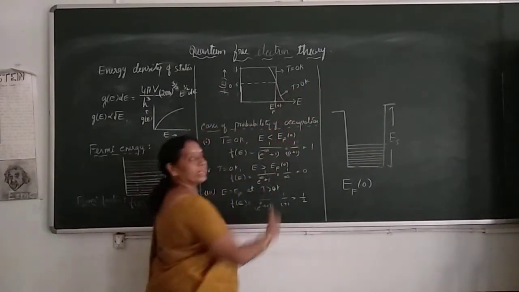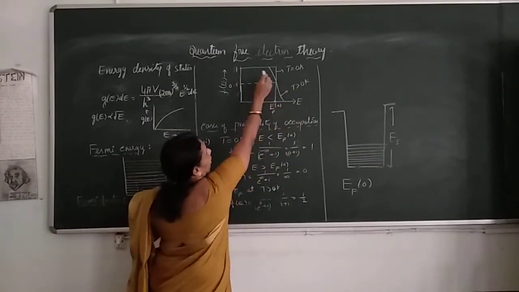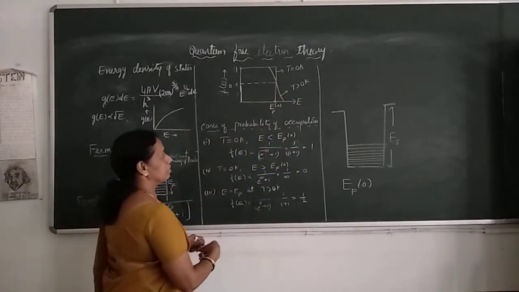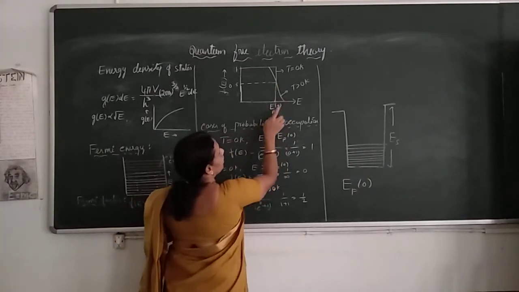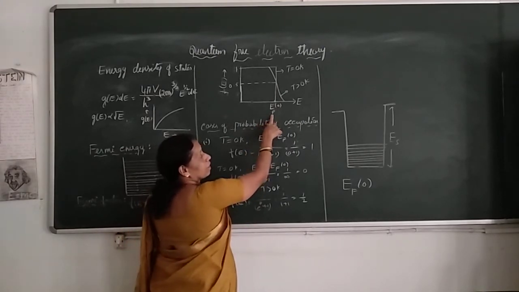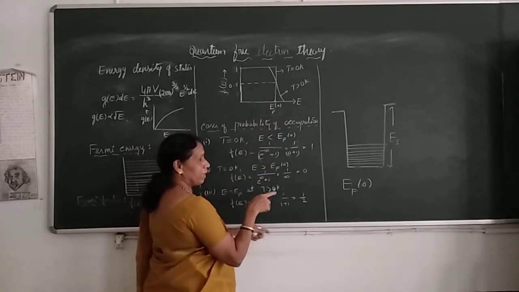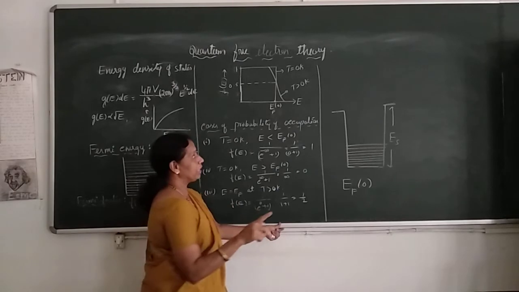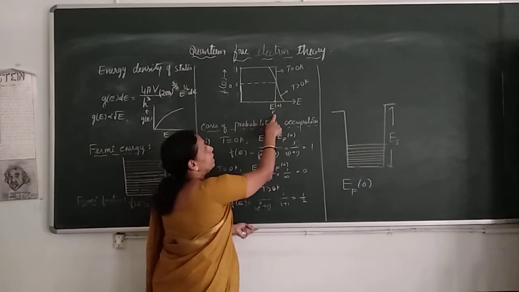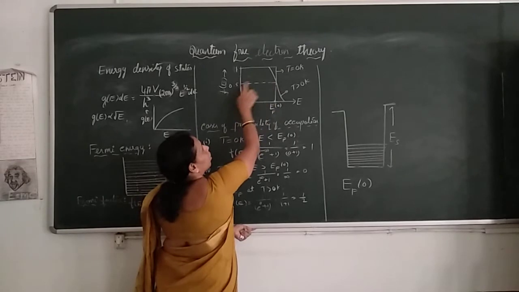At T more than 0, what happens? At T above 0 Kelvin, look at this graph. A small tail appears in the graph. At T more than 0, we can define the Fermi energy EF as that energy which is half filled. The probability of filling of that energy level is half, 0.5.